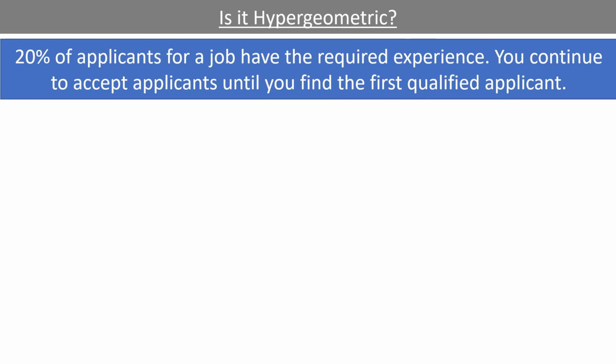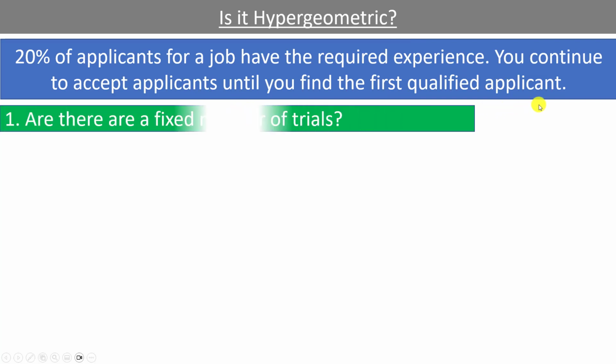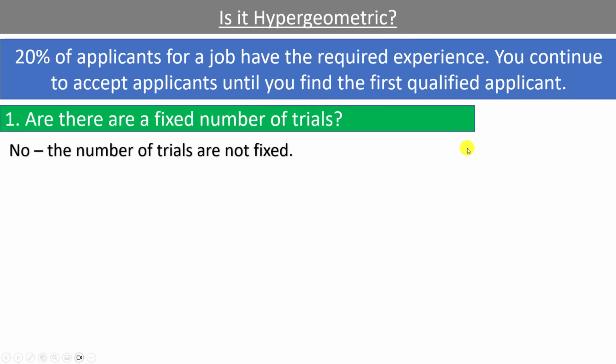20% of applicants for a job have the required experience. You continue to accept applicants until you find the first qualified applicant. Are there a fixed number of trials? No, the number of trials are not fixed. We're going to continue to accept applicants until we have the first qualified applicant, so we've already violated the first condition. Let's go ahead and check the others anyway.